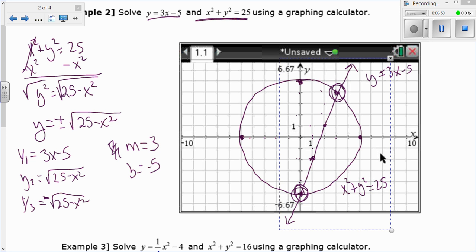And in class, I will show you how to find your points of intersection if you don't know how. This is the point 0, -5. And this looks like the point 3, 4.